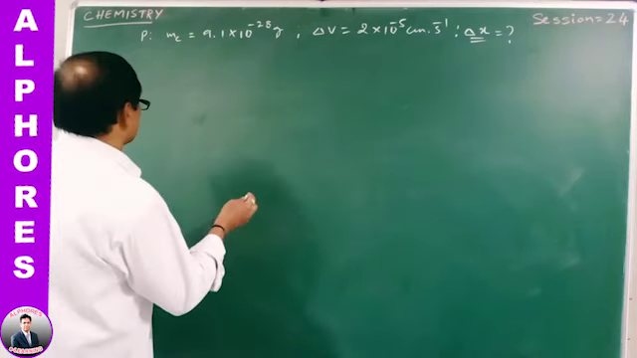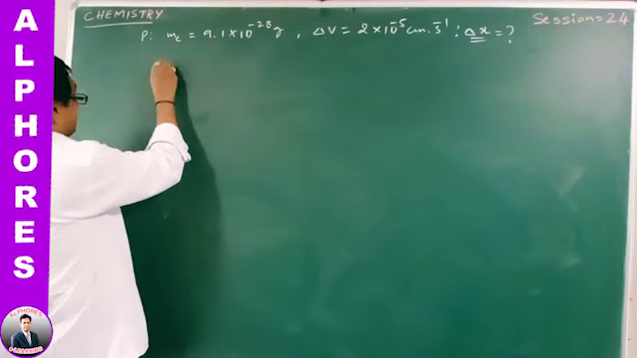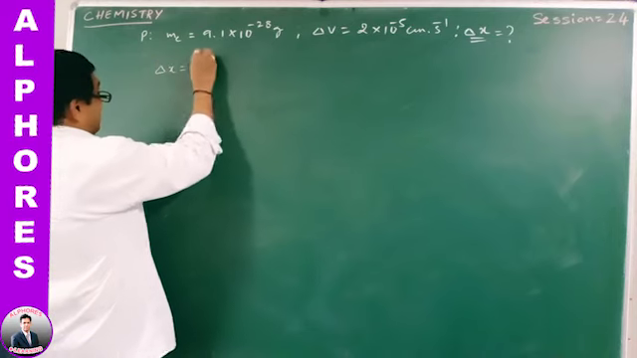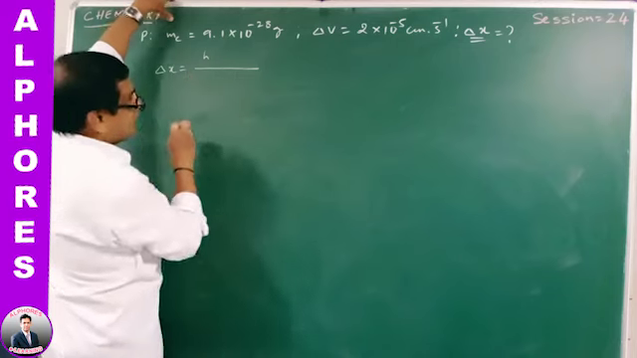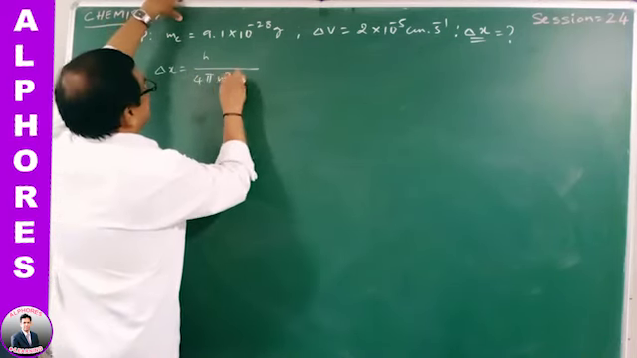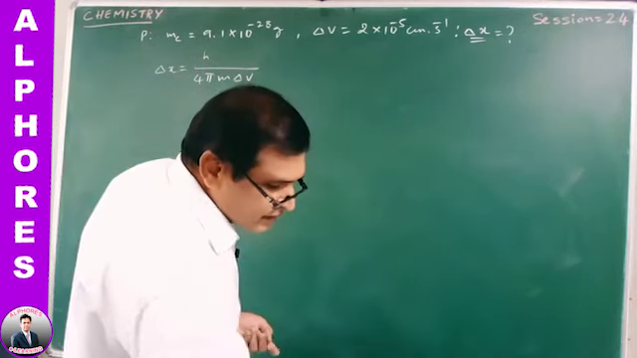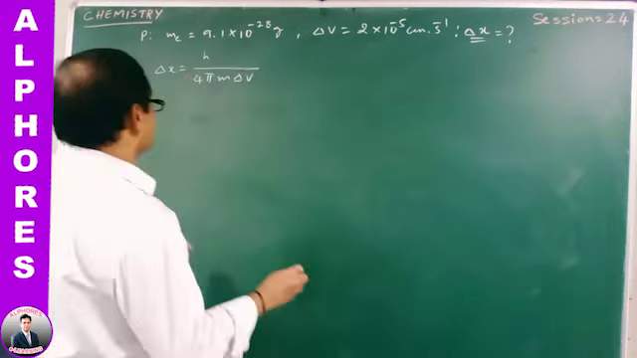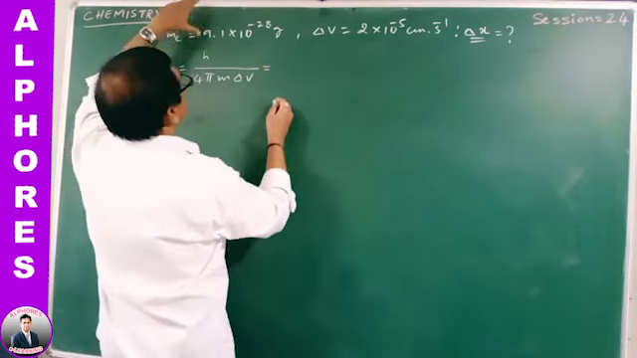That is understood. Now let us see. Delta x is equal to h by 4 pi m delta v. That is the formula we consider. Right, now substitute the values.